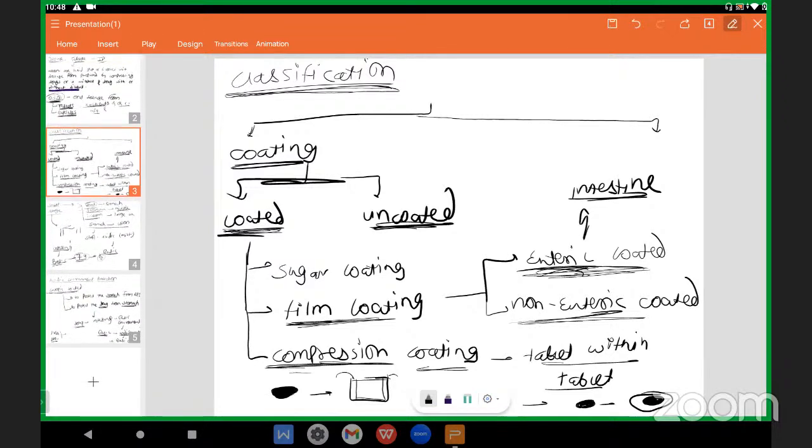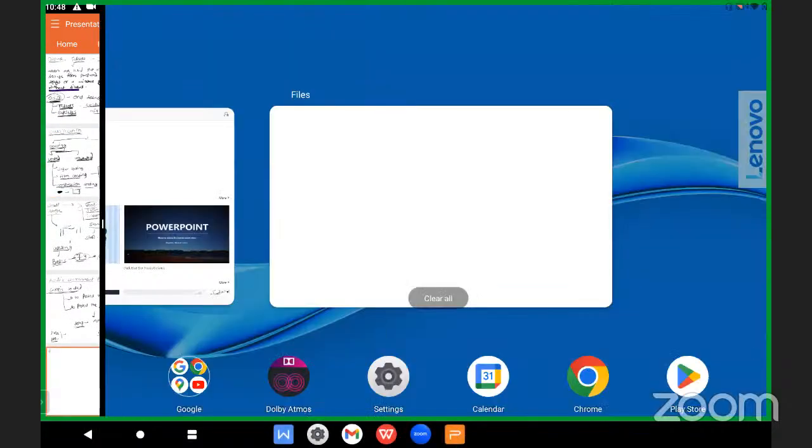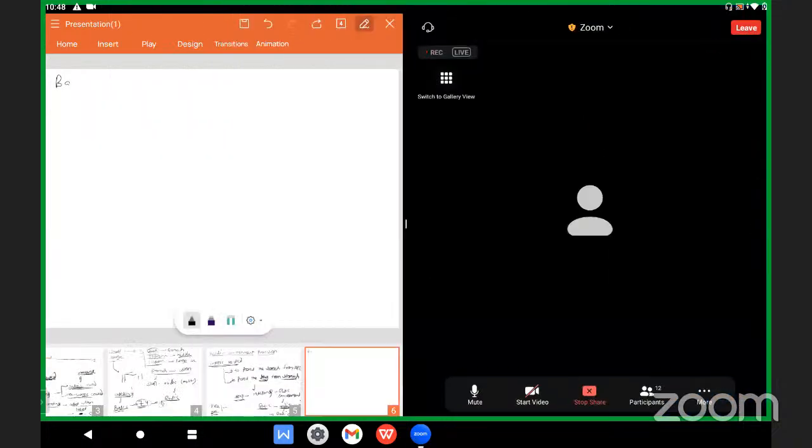Okay, and now the second part is based on application. How we define the tablets based on the application. मतलब वो आपको टैबलेट कहाँ पे डिलीवर करना है बॉडी में.